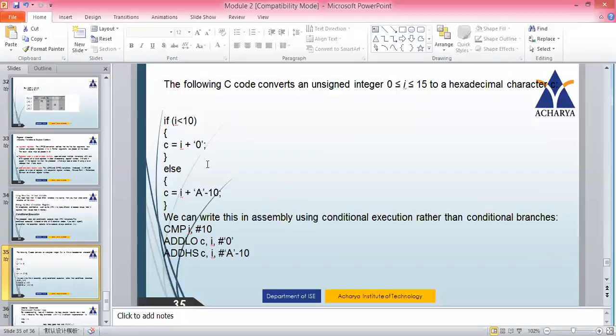Suppose if we take 1, now I is 1. So what will happen? This is 30. 30 plus 1, 31. Internal representation is 31, but when you put it onto the monitor, it will give its actual number, that is 1. In the same way, it goes till 9. So 9 less than 10, yes, true. So 30 plus 9, 39. Internally it is 39. When you're displaying, it becomes 9 only.